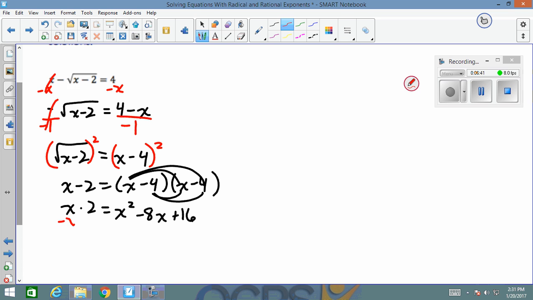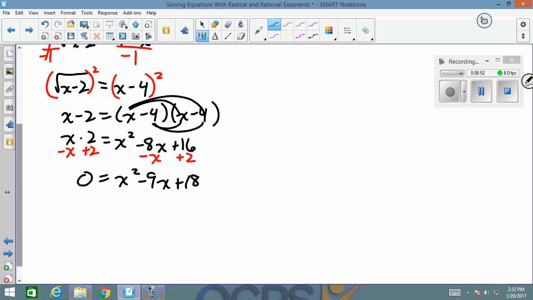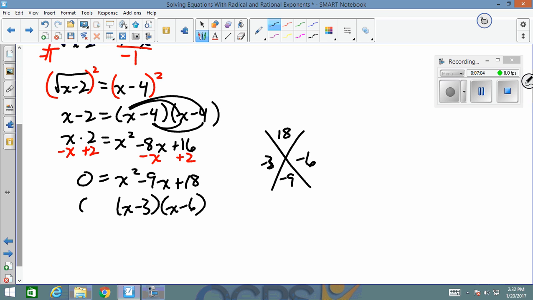So we get x minus 2 equals x squared minus 8x plus 16. Move your x and your 2 to the other side. So we get 0 equals x squared minus 9x plus 18. In this case, we're going to factor. 18 and negative 9, so that's negative 3 and negative 6. So it's going to be x minus 3 and x minus 6. Set them both equal to 0. X can equal 3, or x can equal 6.